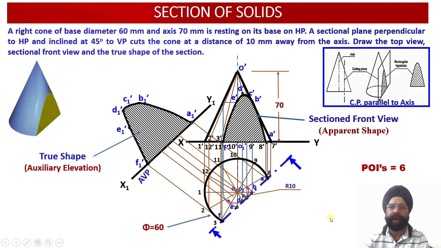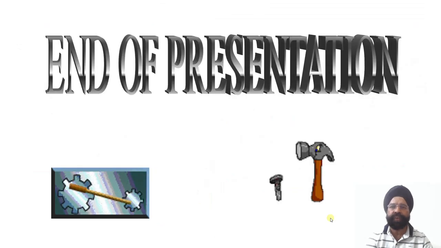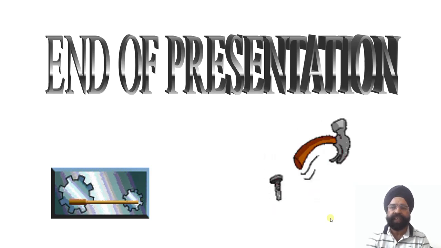So this is all about the discussion regarding the section of the cone which has been cut by an AVP which is inclined to the vertical plane and perpendicular to the horizontal plane. We will be continuing with the discussion regarding a few more cases of section of solids in our subsequent lectures.